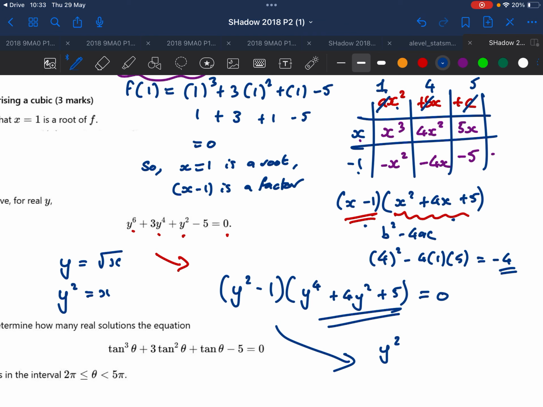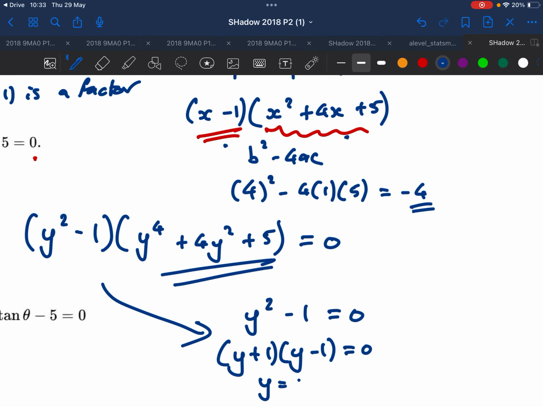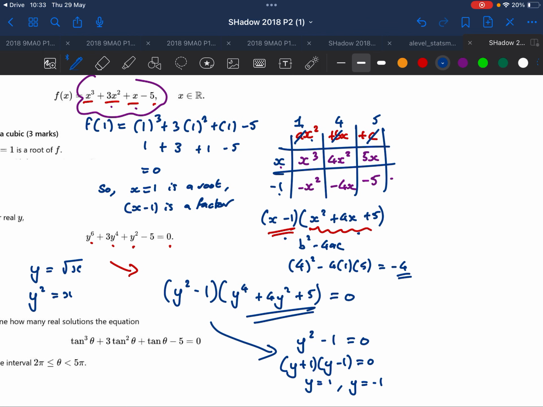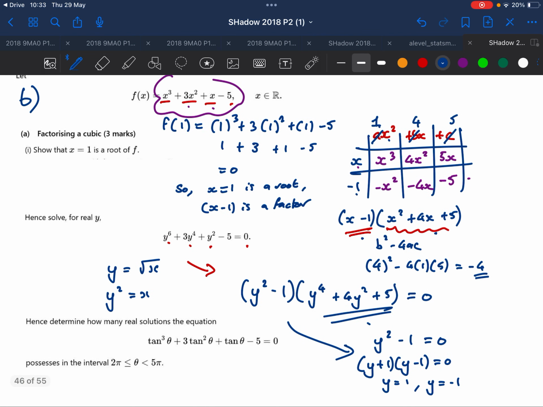So if y squared minus 1 equals 0, well, we could factorize that, couldn't we? So we could say it's y plus 1, y minus 1 is equal to 0. And then we can actually solve that bit there. So y equals 1, y equals minus 1, because we know that this other bit over here isn't going to give us anything. Okay? And then it looks like we've got one more example of this underneath, but in terms of tan.